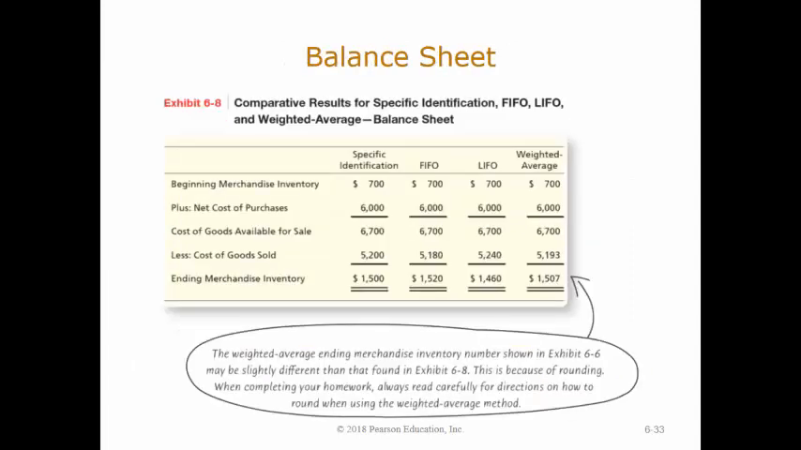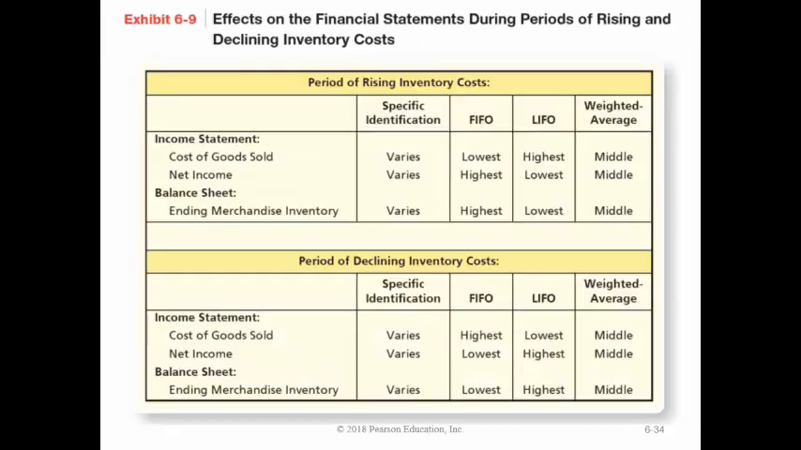and FIFO. Exhibit 6.8 shows the results of Smart Touch Learning's ending merchandise inventory for each of the costing methods for August. Notice that when using the FIFO inventory costing method, ending merchandise inventory will be the highest when costs are increasing. LIFO produces the lowest ending merchandise inventory, and weighted average is again in the middle.